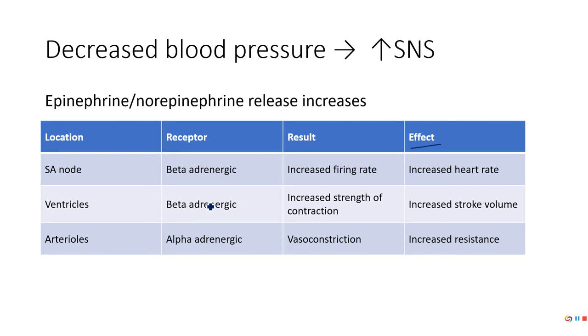And the result is we're going to increase the firing rate. So we release norepinephrine onto the SA node. That increases the firing rate. I release norepinephrine onto the ventricles. That increases the contraction strength. I release epinephrine onto the arterioles. That causes vasoconstriction. As a result, mean arterial pressure increases. Remember that mean arterial pressure equals heart rate times stroke volume times resistance. So if we increase any and all of those variables, we're going to increase pressure.